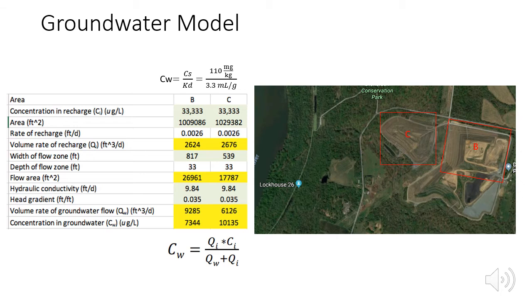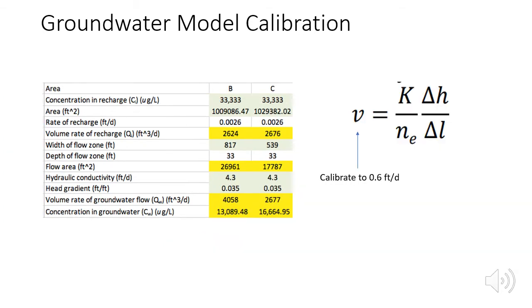And so I went to Google Maps and measured the width perpendicular to flow for each pit. And then the two remaining parameters needed were hydraulic conductivity and head gradient, and those were obtained from literature reviews in Module 8. And all of this allowed me to use the Summers model to calculate the initial concentration in groundwater. I opted to use the average of the multiple tracer studies that were performed to calibrate my linear velocity to 0.6 feet per day. And you can see the linear velocity equation that I used on the right.